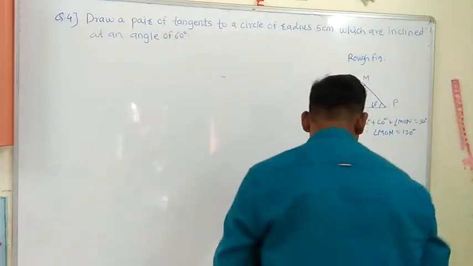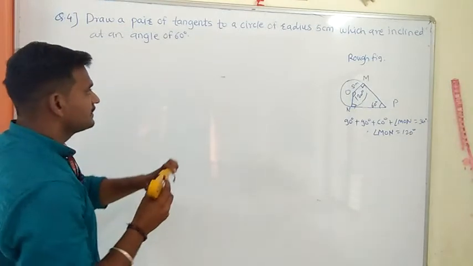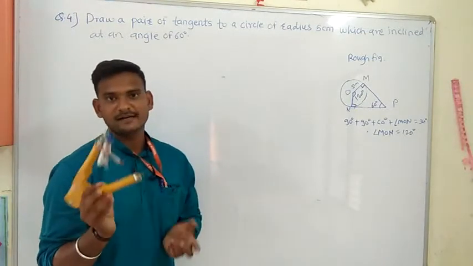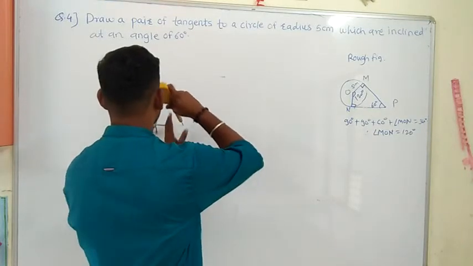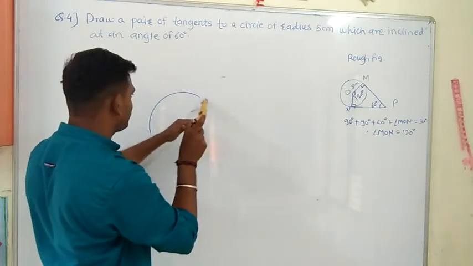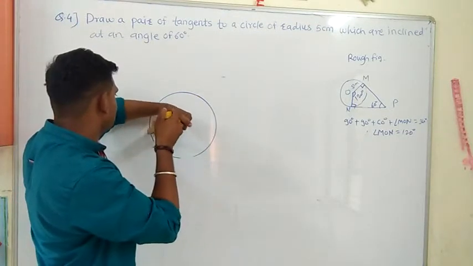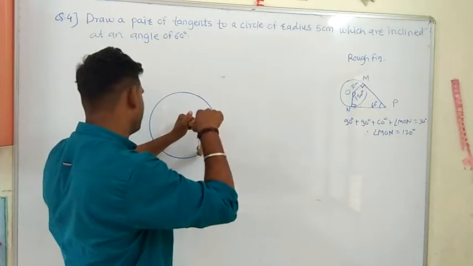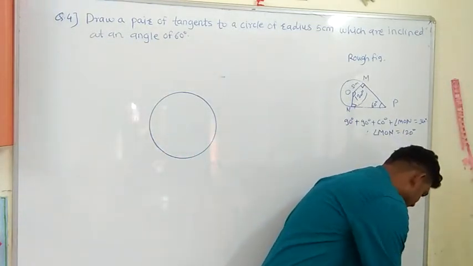So first of all, we have to draw a circle here, according to the rough work. Take a distance of 5 centimeter in a compass and draw a circle. See here, this is a circle of radius 5 centimeter. I have drawn a circle of radius 5 centimeter.